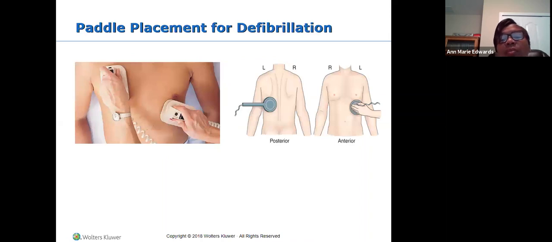So here we see how we place the paddles for defibrillation. These are two different placements. On the anterior chest, we place them in that position, and we can also place one on the posterior and one on the anterior chest. Note these diagrams. These are your hotspot diagrams for paddle placement. And remember that the paddle has to have strong adherence to the skin, okay?